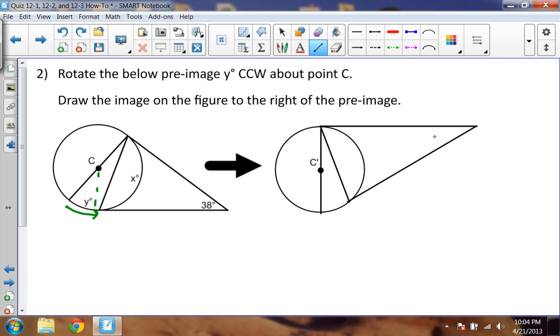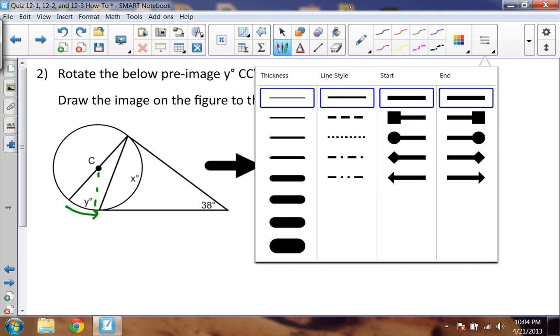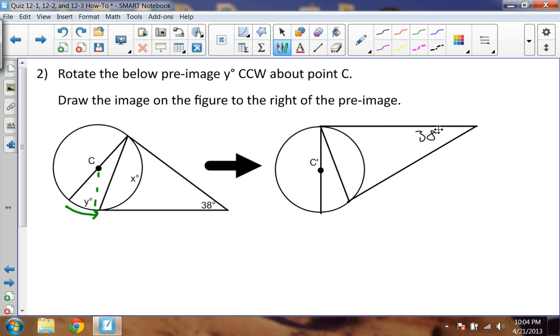So this is 38 degrees. Go ahead and write it. This is 38. This was x, and this was y. Now for bonus points, you could solve for x and y, and I'll just do it one quick way here for both of them.